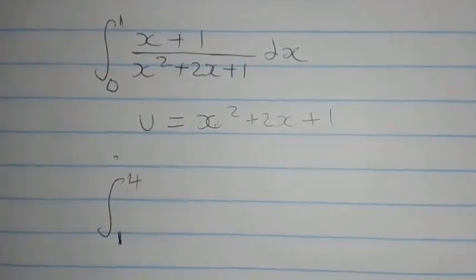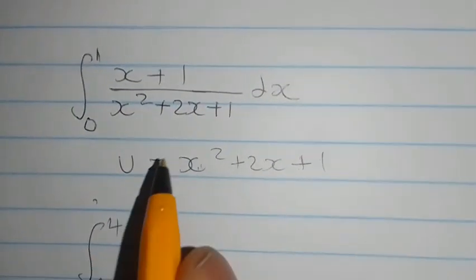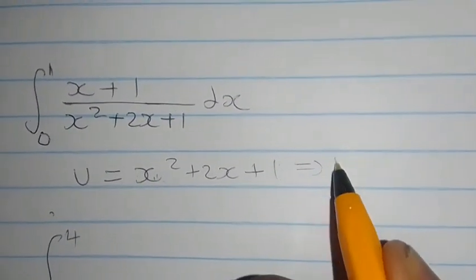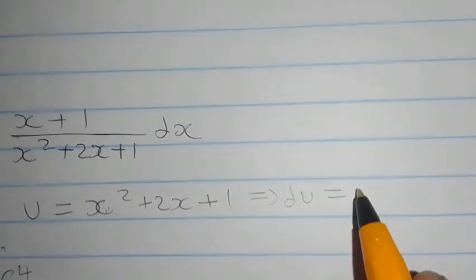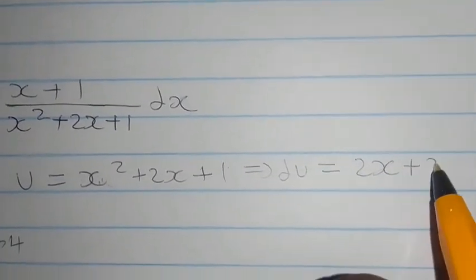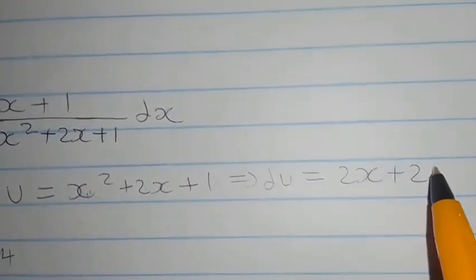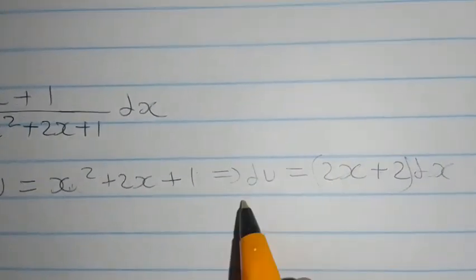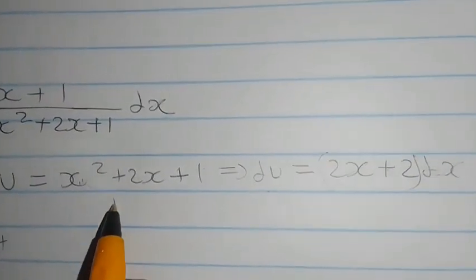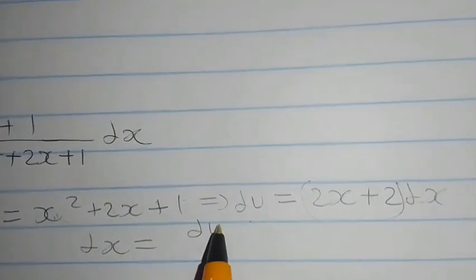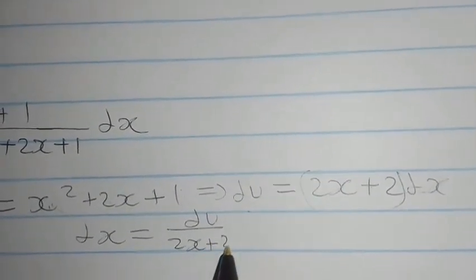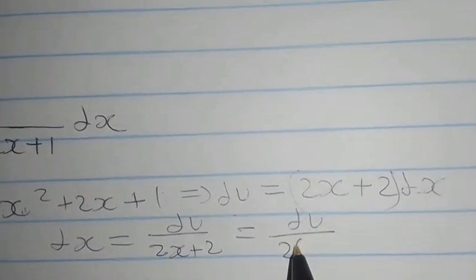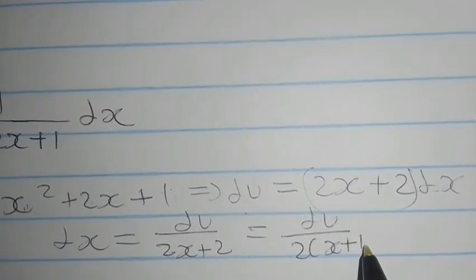It's just a revision. So now, if u equals x squared plus 2x plus 1, that means that du, you're going to differentiate both sides. du will be 2x plus 2 dx. Then you've just shown that this was differentiated with respect to x, and now notice that you can find dx on top of that. So that means that dx will be equal to du over 2x plus 2. But notice that here you can factor out 2, so you'll have du over 2 into x plus 1.